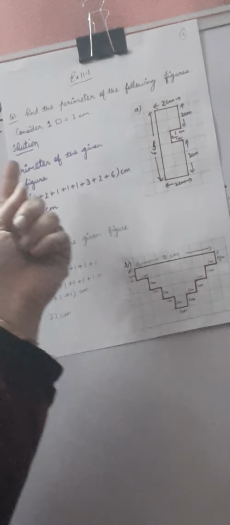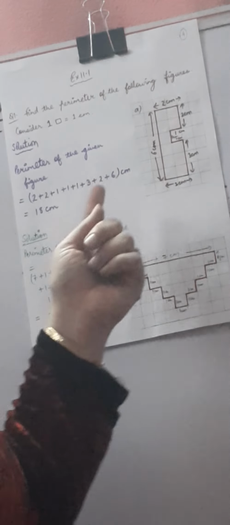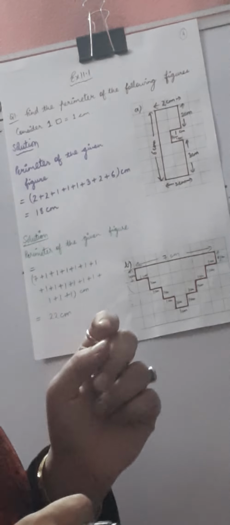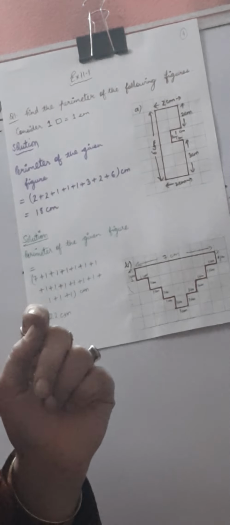Now students, Exercise 11.1. In this, the first question is: find the perimeter of the following figures, and consider this one square as 1 centimeter. Perimeter of the given figure. We know that the perimeter is the sum of all the sides. So perimeter of the given figure is equal to the sum of all the sides: 2 plus 2 plus 1 plus 1 plus 1 plus 3 plus 2 plus 6. So the total is 18 centimeters. That means the boundary is called the perimeter of the given figure.